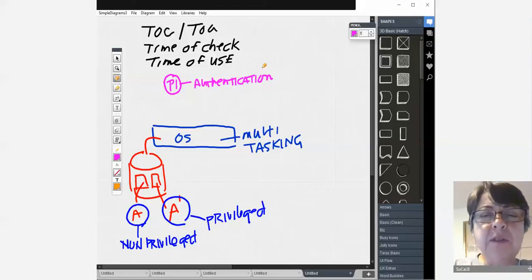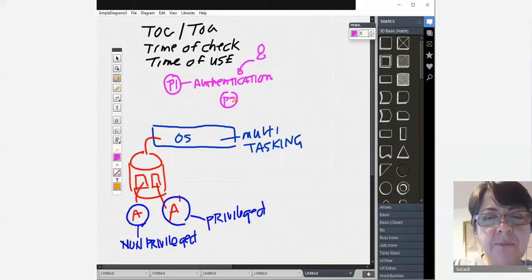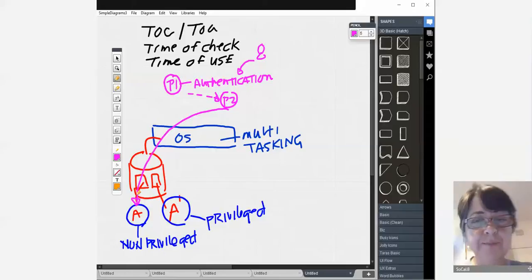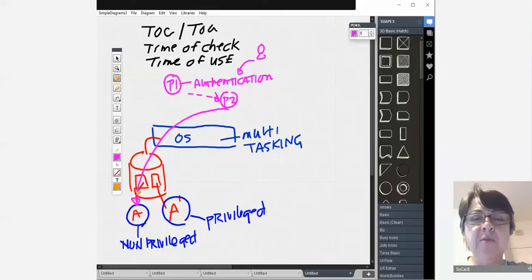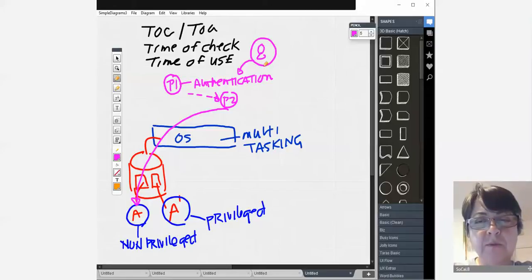Okay, once the user has been authenticated using process 1, then process 2 is supposed to kick in, and it's supposed to read the file. I think that's the example that they give. What they're saying about time of check, time of use is that when they checked for authentication, that's the time of check, isn't it? It says, I checked this person.